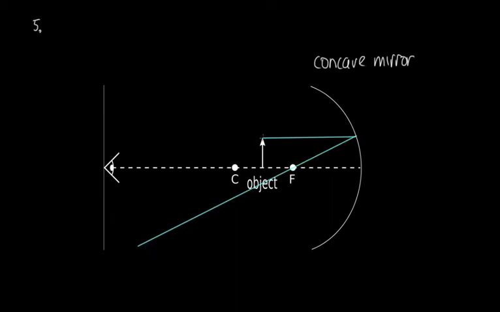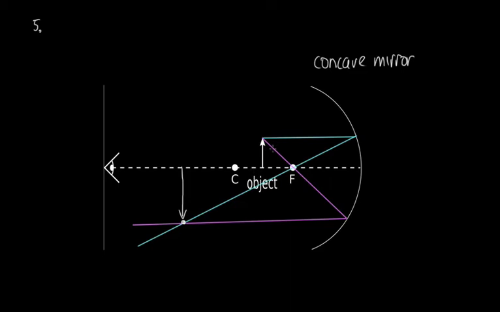We draw the second ray going through the focal point to the mirror, and then when it's reflected it is parallel to the principal axis. And so you can see that the image is going to be formed at this point here. So this is our arrow going down here like this.